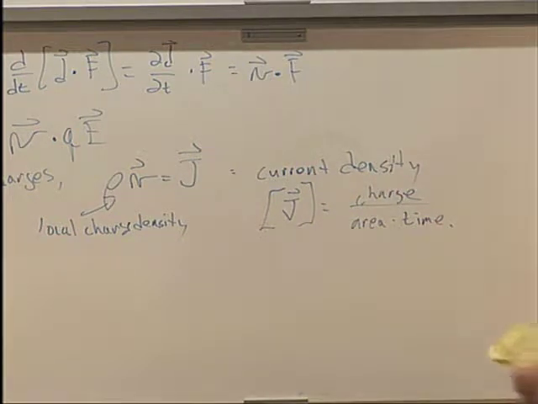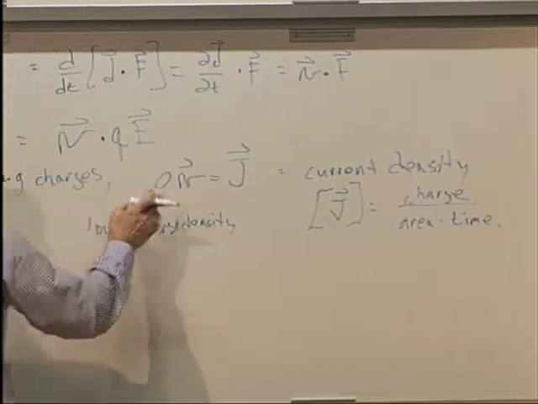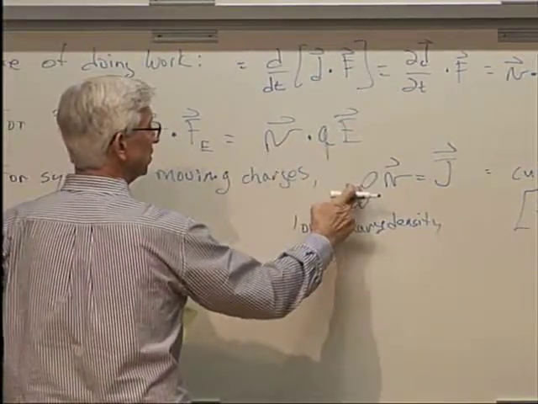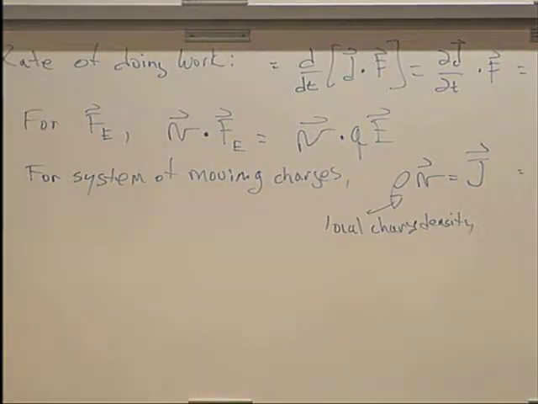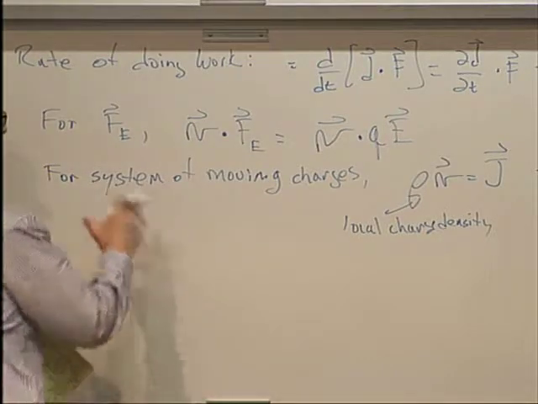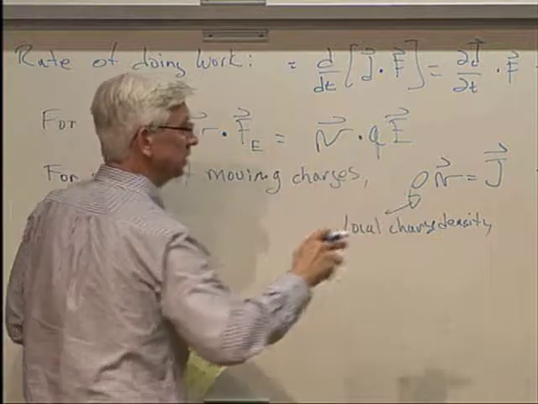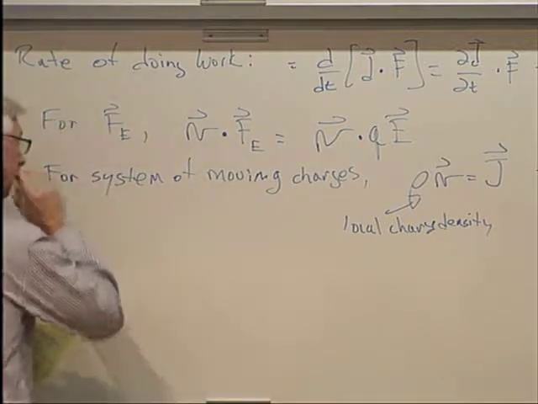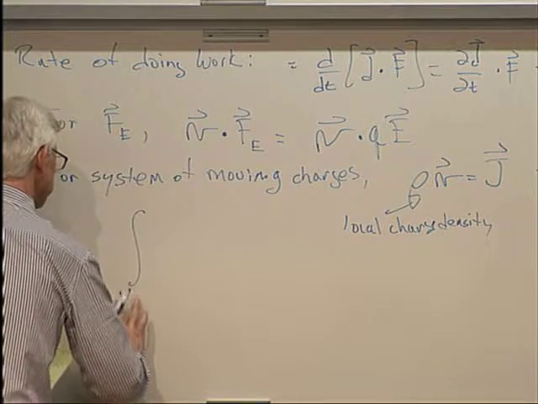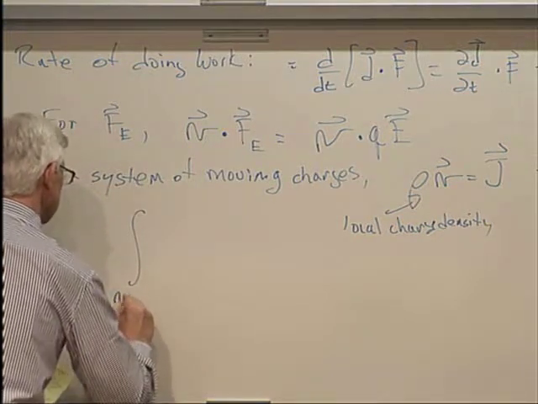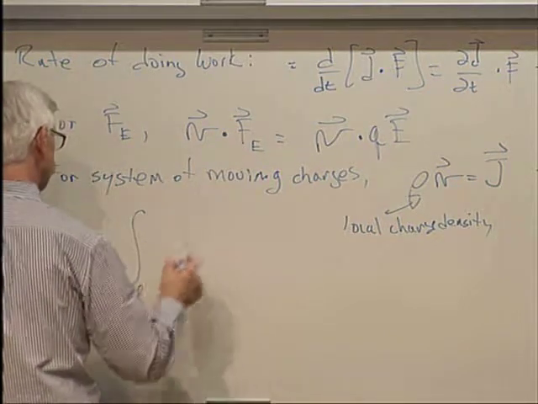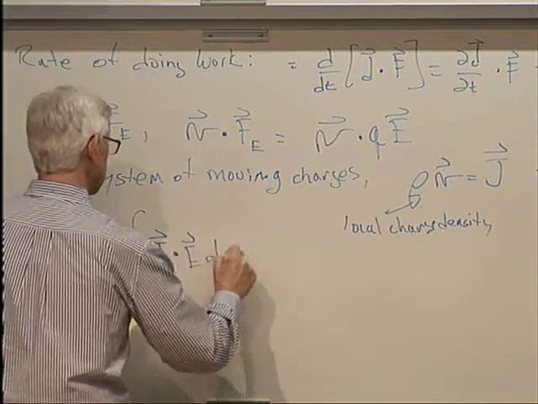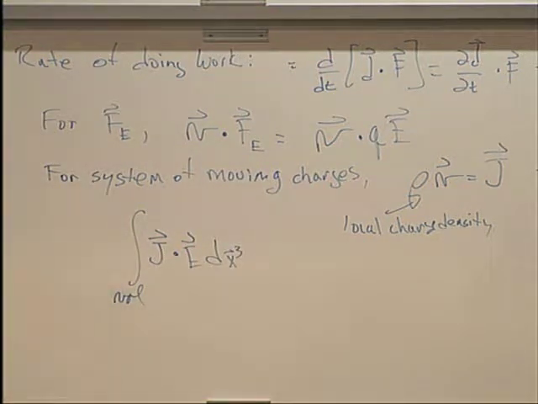Now, substituting in here for a system of particles, you can see we have V here, we have Q for a single particle. This would change into rho V for a system of moving charges. So the rate of doing work in a system of moving charges with an applied electric field, integrated over some arbitrary volume, is just the integral of J dot E dx cubed. It's just a volume integral of J dot E.